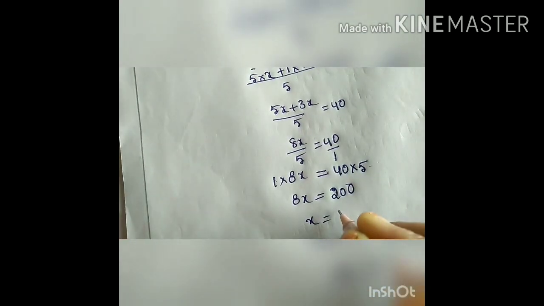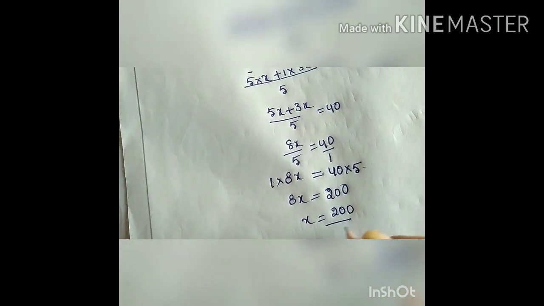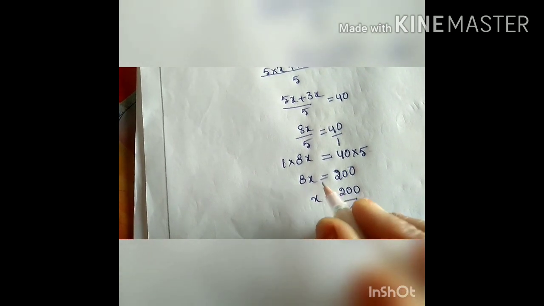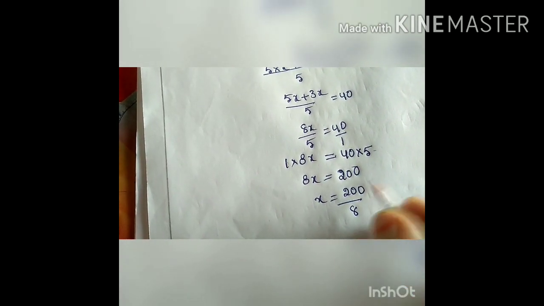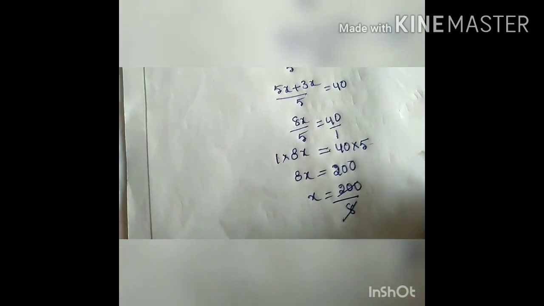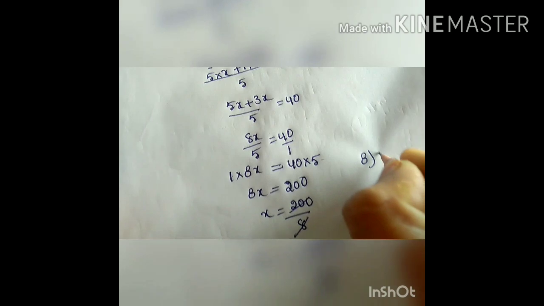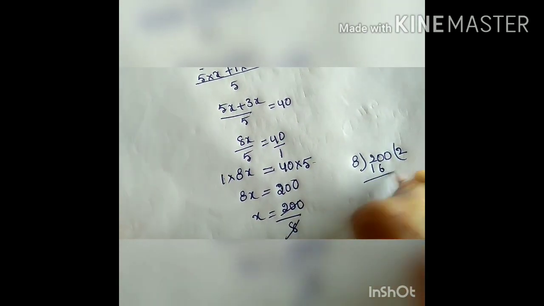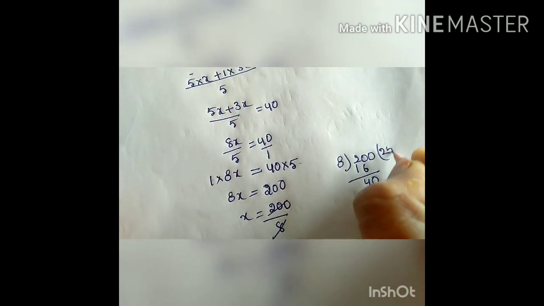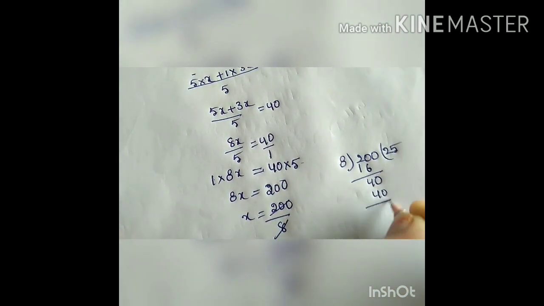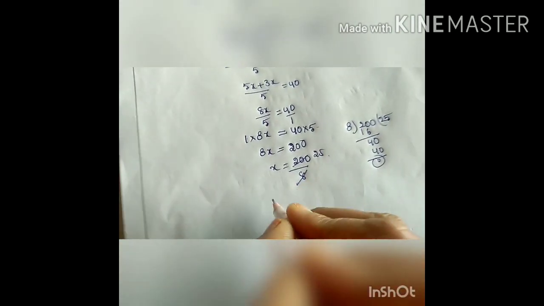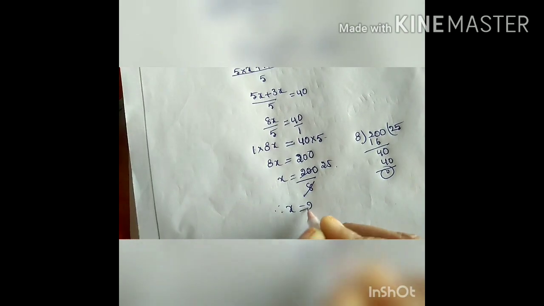So x equals 200 by 8. Multiplication quantity becomes divided by quantity, so 8 now. Let's do the division. 8 times 5 is 40, so how many times is it possible? 25 times. Therefore x equals 25.